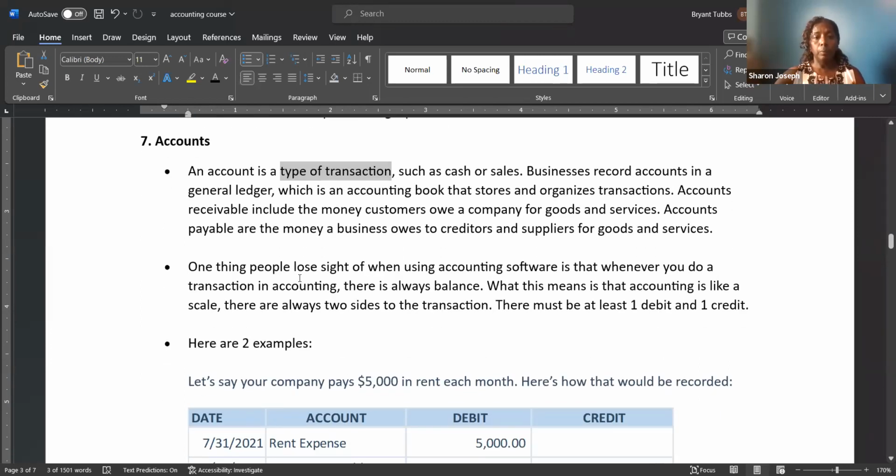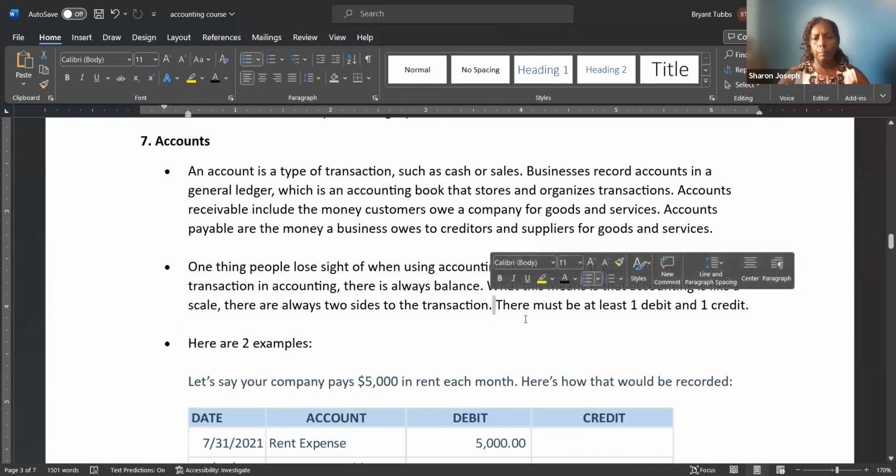This is a good time for me to point out one thing a person loses sight of when you use accounting software: whenever you do a transaction, there is always a balance. That means that there are always two sides of a transaction. There must always be one debit and one credit.